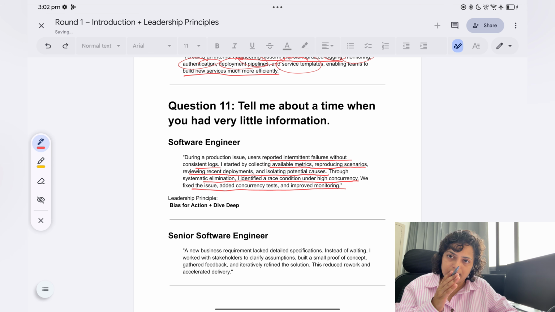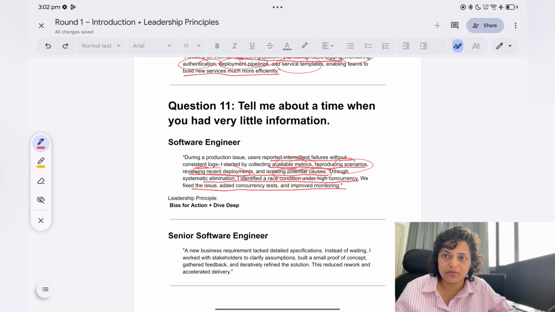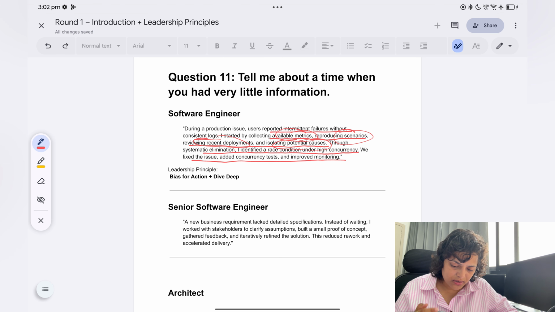Okay, so just see how he is finding the root cause, right? First, he started collecting available metrics, then reproducing scenarios, then reviewing recent deployments, isolating potential causes through systematic elimination, and then later he found that it is a race condition due to high concurrency. So here the leadership principles he is using are bias for action and deep dive.